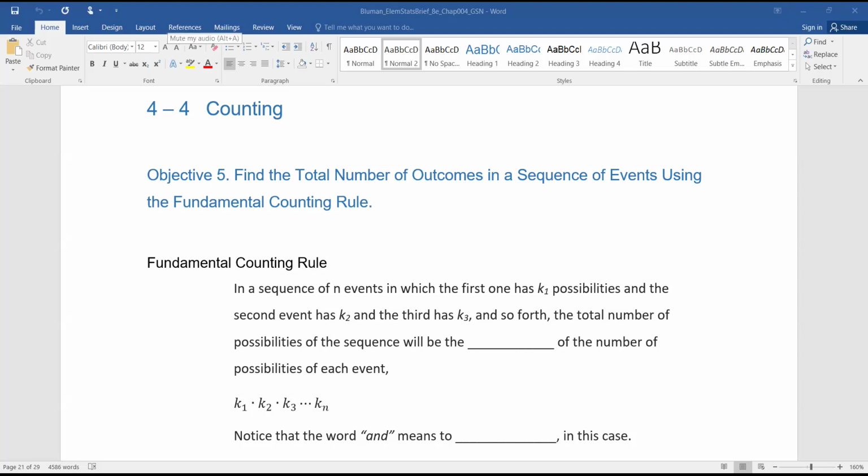In this lesson we're going to be talking about 4-4, which is counting. The fifth objective is to find the total number of outcomes in a sequence of events using the fundamental counting rule.